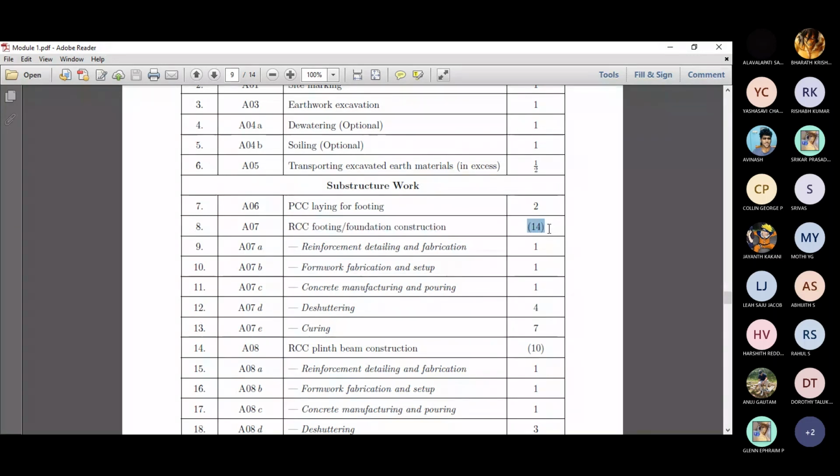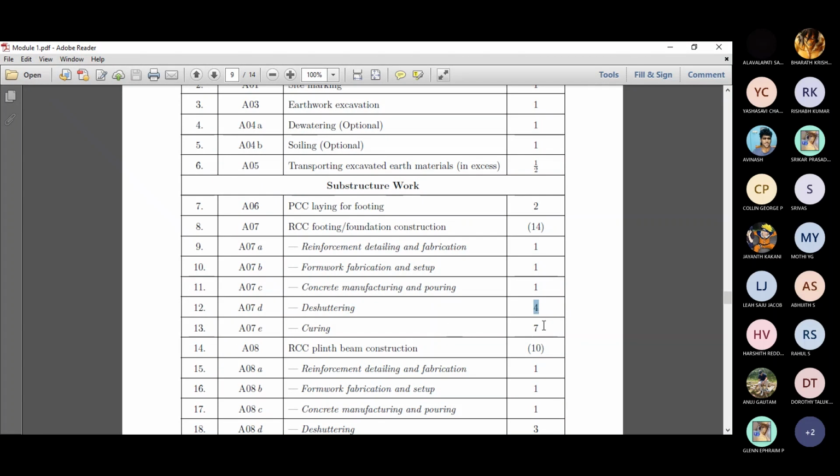Next is the main head, which is called footing construction or foundation construction. That requires 14 days or 2 weeks time, right? So the sub tasks, how do we estimate this to be 14? Reinforcement detailing and fabrication takes a day. Formwork fabrication and setup takes a day, half a day for fabrication, half a day for setup. And then concrete manufacturing and pouring takes a day. And de-shuttering, this is very important. The time taken to de-shutter is 4 days. Once you cast today, only after the 4th day will you de-shutter.